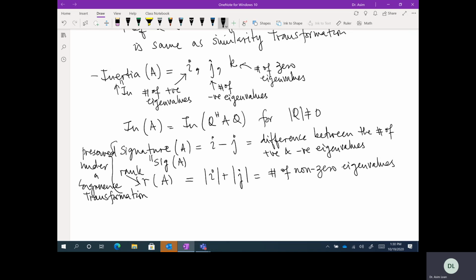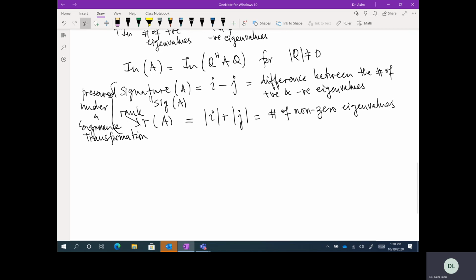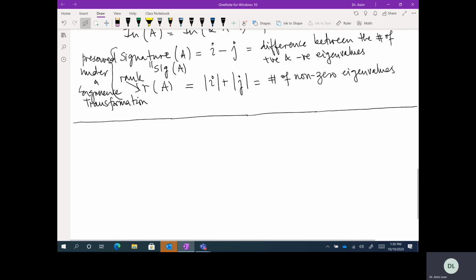So the difference between the number of positive and negative eigenvalues, and the sum, or the rank, the number of non-zero eigenvalues, is preserved under a congruence transformation. So this is all I want to talk about, some definitions, and let's move on to the main topic of this chapter, which is singular value decomposition.